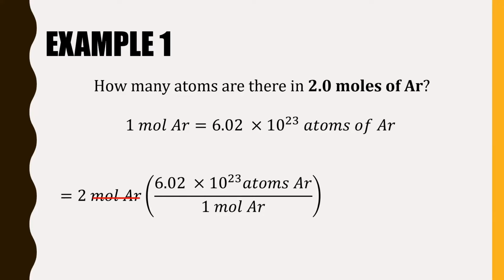So, cancel out natin yung mole of argon and then mole of argon sa baba. Then multiply it with calculators with you. Multiply 2 times 6.0 times 10 to the 23. Ang sagot, 1.2 times 10 to the 24 atoms of argon. Nakuha nyo ba? Okay, anong ibig sabihin nito? So that means for 2 moles of argon, meron kang 1.2 times 10 to the 24 atoms of argon.